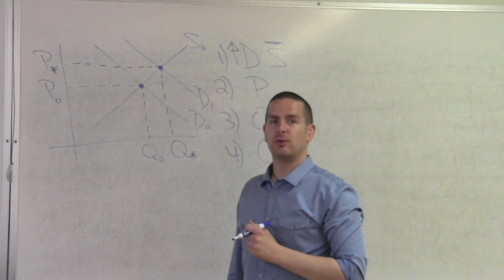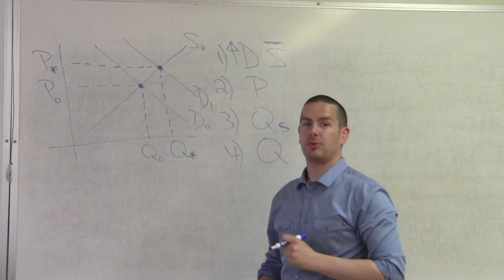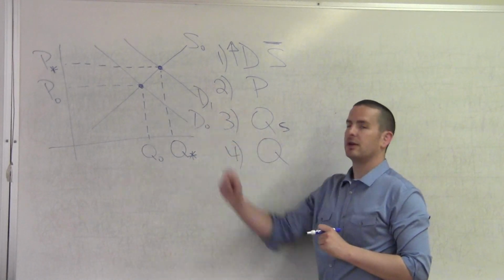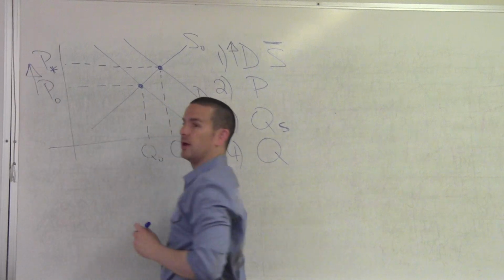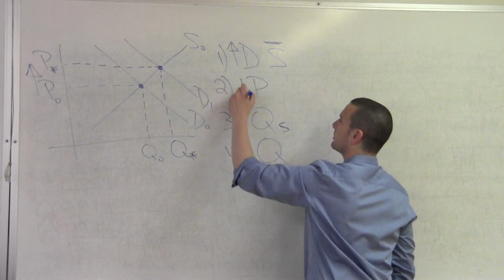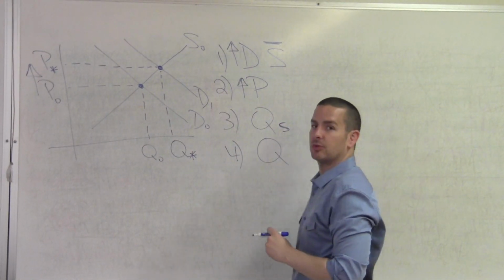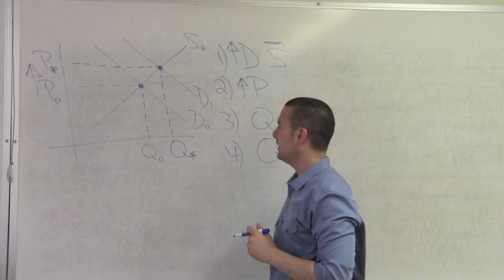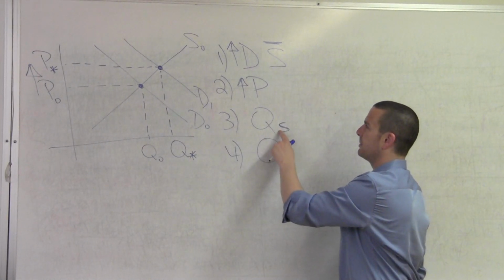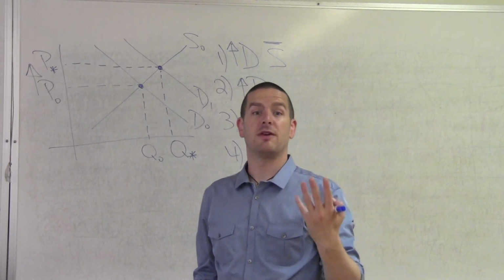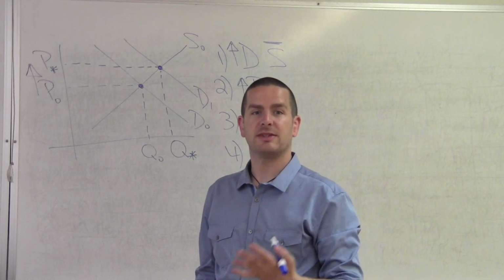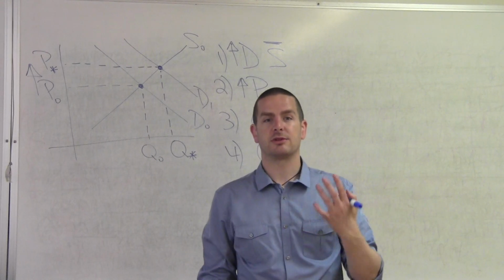When you have your new equilibrium, let's look at price. What happened there? Well, prices went up. What happens to the quantity supplied when prices go up? Well, the law of supply tells us when prices go up, the quantity supplied goes up.